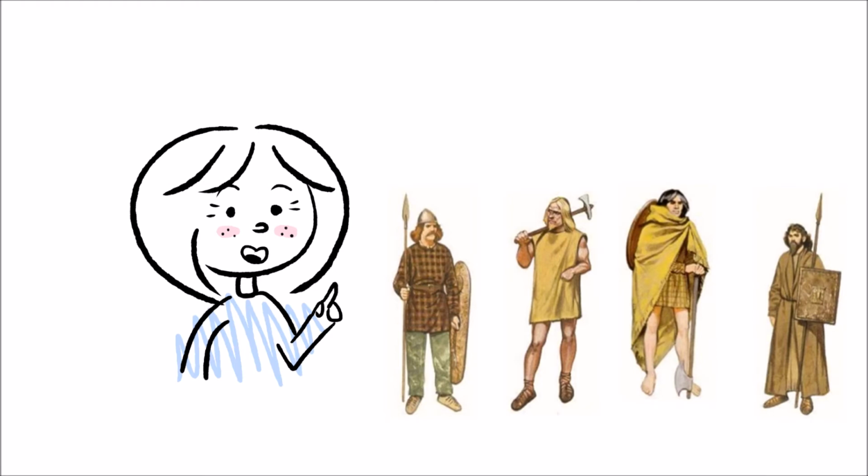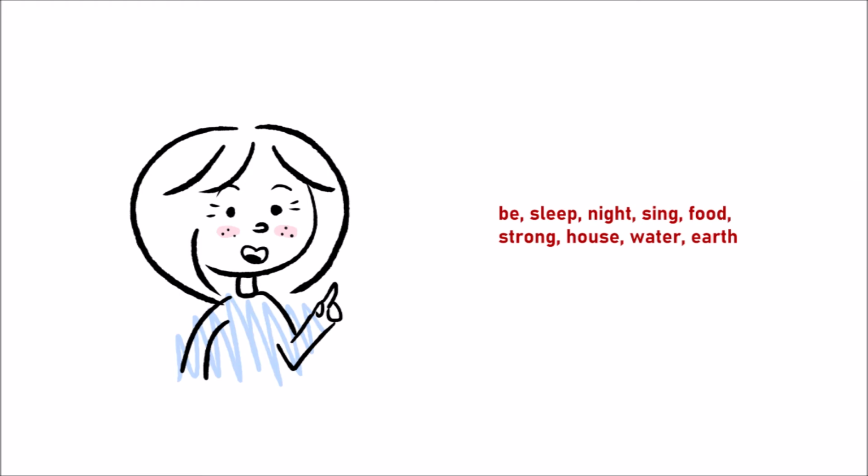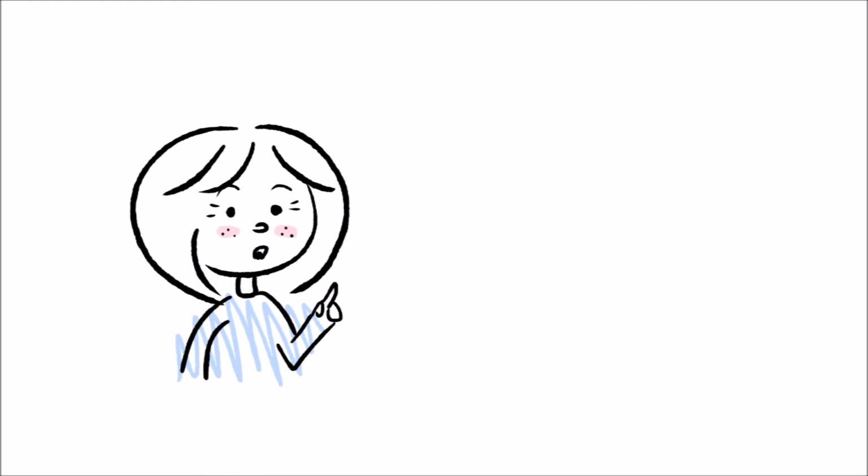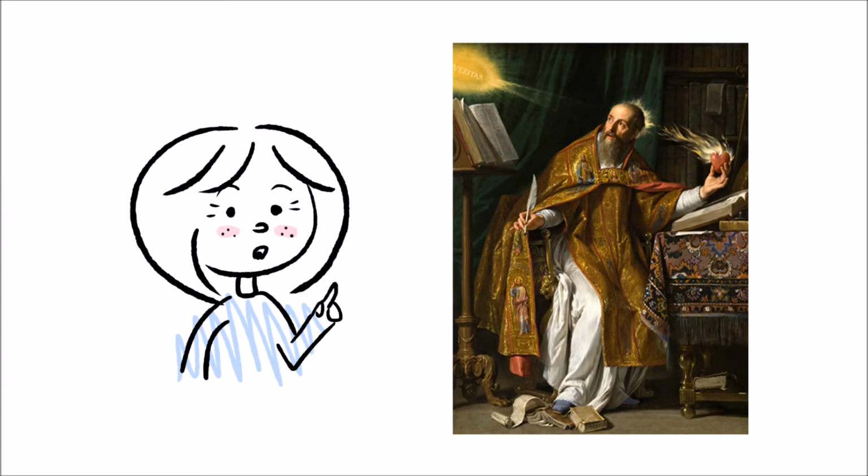The basis of Old English, 450 until 1100 AD, were actually Anglo-Saxon dialects. The evidence for that is that 1/3 of Anglo-Saxon words remain in constant use today. Examples are be, sleep, night, sing, food, strong, house, water, and earth. These words suit the Germanics well, as they let me think of them singing folklore and telling legends and myths amongst each other. A lot changed with the arrival of this gentleman.